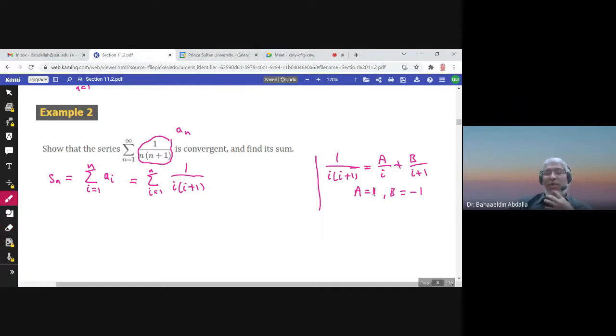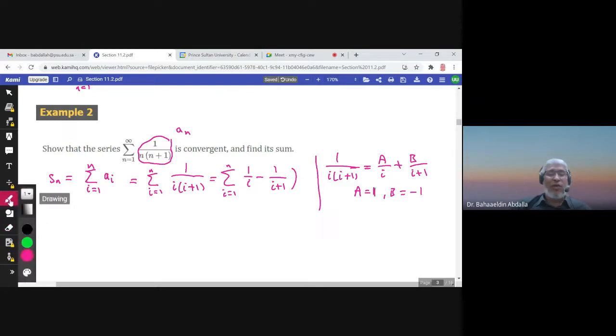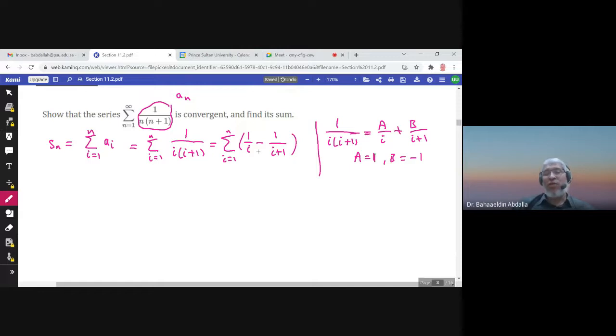If you need any help, go back to section 7.4. So I can write this series as summation, not series, the nth partial sum, as A over i. A is 1, so 1 over i, and B is -1, so it would be minus 1 over i plus 1. So I can write this 1 over i times i plus 1 like this. Now this is called a telescoping sum.